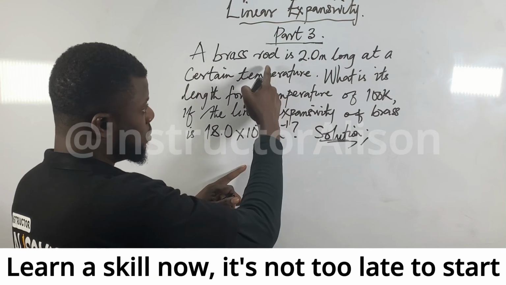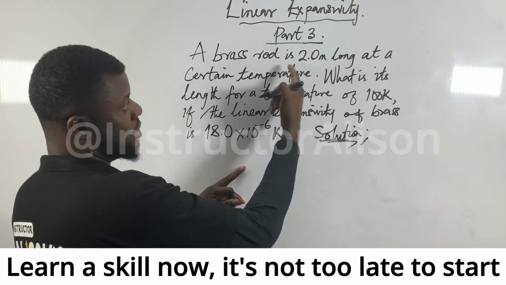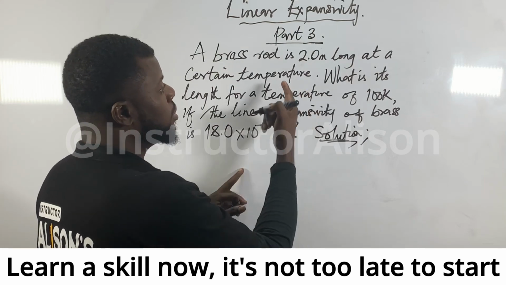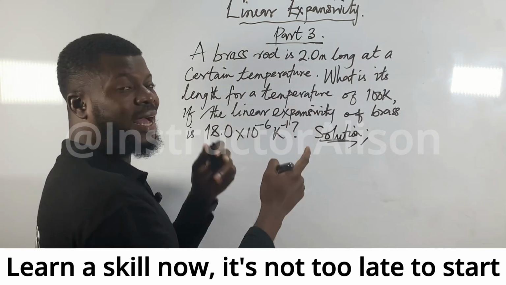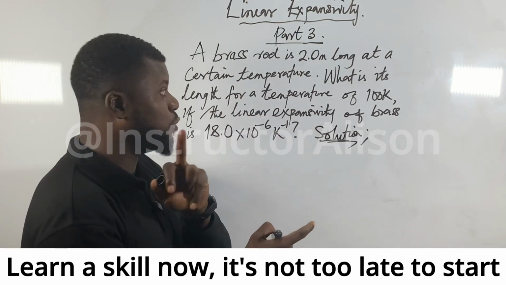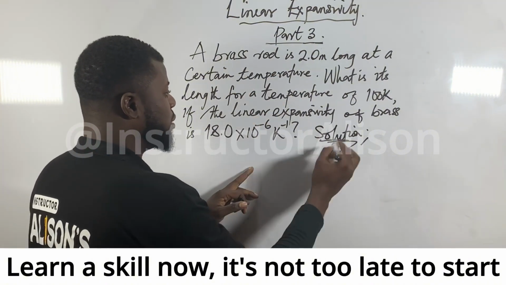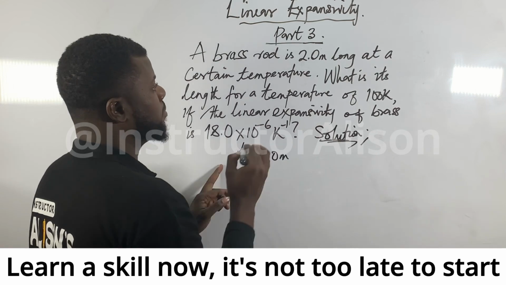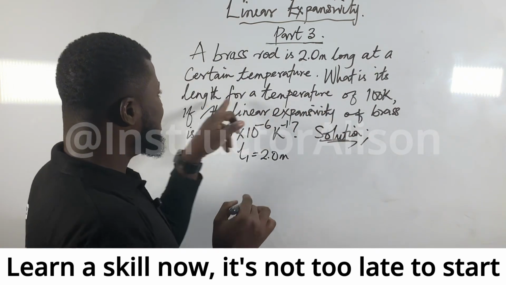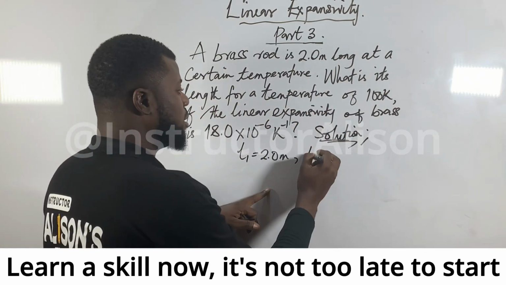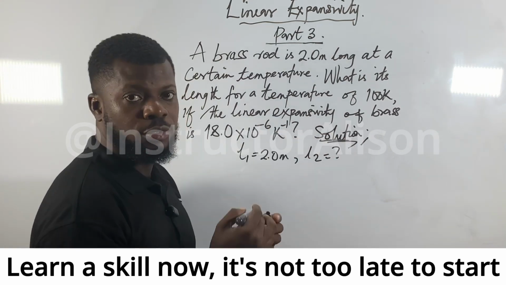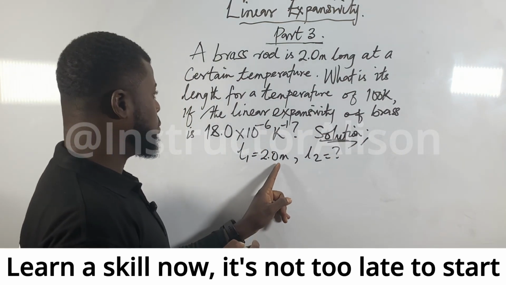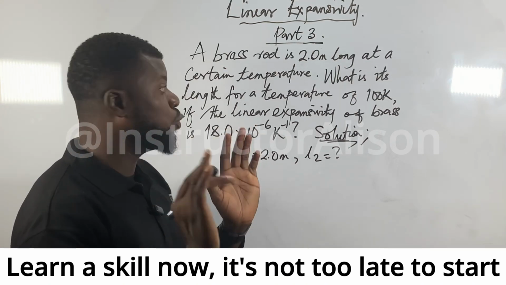So they give us the length. The first length they say is 2.0 meters long at a certain temperature. They do not give us the value of the temperature, but they give us the first length, the initial length, L1, equal to 2.0 meters. Now, what is its length? It means we should find L2, the final length. Remember the initial length is 2.0 meters. The final length we do not know.